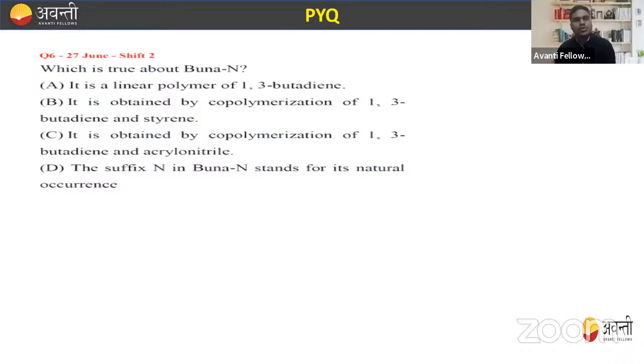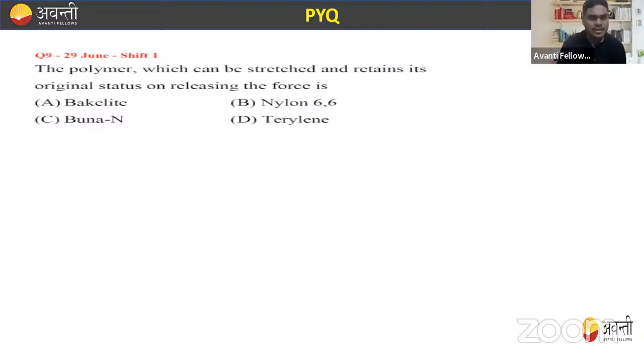Now, which is true about Buna? It is a linear polymer of 1,3-butadiene. It is obtained by the co-polymerization of butadiene and styrene. This is wrong because by this we get Buna-S only. It is obtained by the co-polymerization of 1,3-butadiene and acrylonitrile. Yes, this one is absolutely true, right? So option C is absolutely correct.